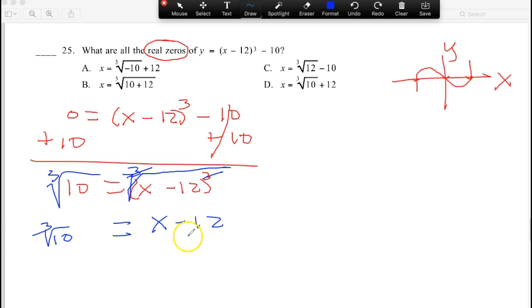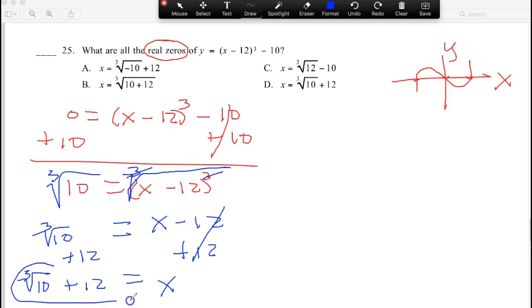Still solving for x. I'm going to get rid of the 12 by adding it to both sides. That eliminates it, and then on this side I have the cube root of 10 plus 12 on the outside. 12 is not under that root. And that would be your solution. And that's all you have to do here. Oh, it has us pick A, B, C, D in this one. So in this, the cube root of 10 plus 12, it would be D.